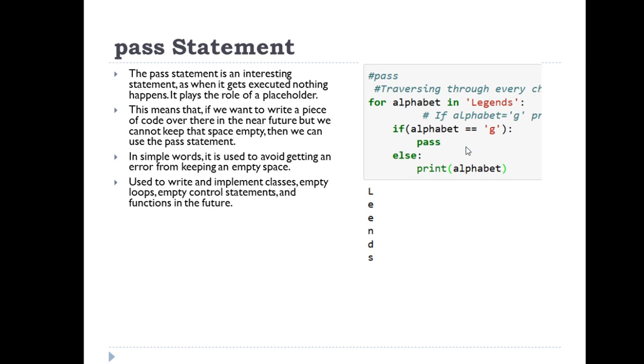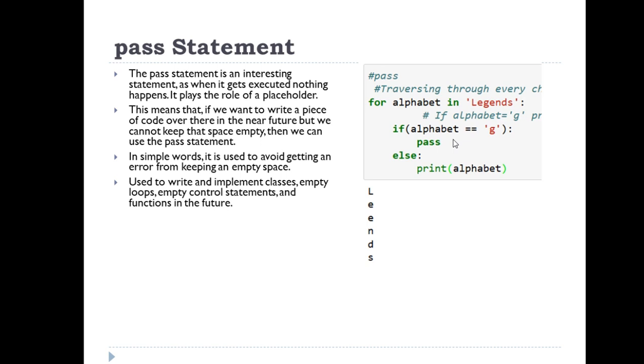So basically what happens, everything gets printed here except G, because when first time L is printed, next E is printed, when alphabet is equal to G, actually nothing happens. It doesn't go to the else. Since it doesn't go to else, G doesn't get printed. Again the loop, nothing. So pass is doing nothing.